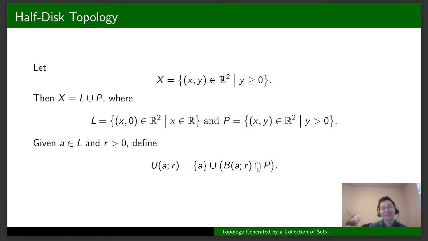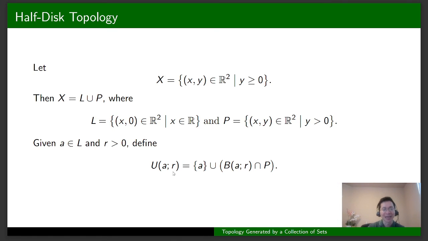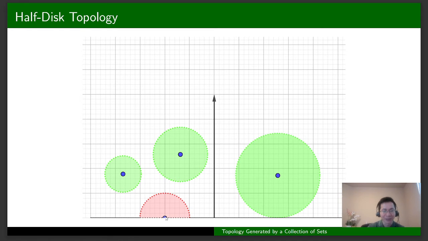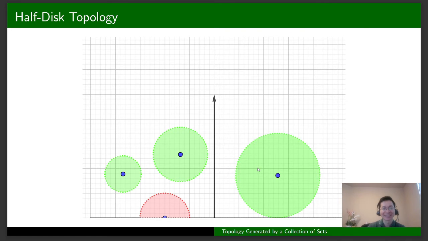It looks complicated, but we are going to illustrate this set in the next slide. Okay, so the red figure here represents U_{a,r}. It is the union of a, which is this point, and this half ball, excluding everything in the x-axis. So again, it's the union of {a} and B(a,r) intersected with P.